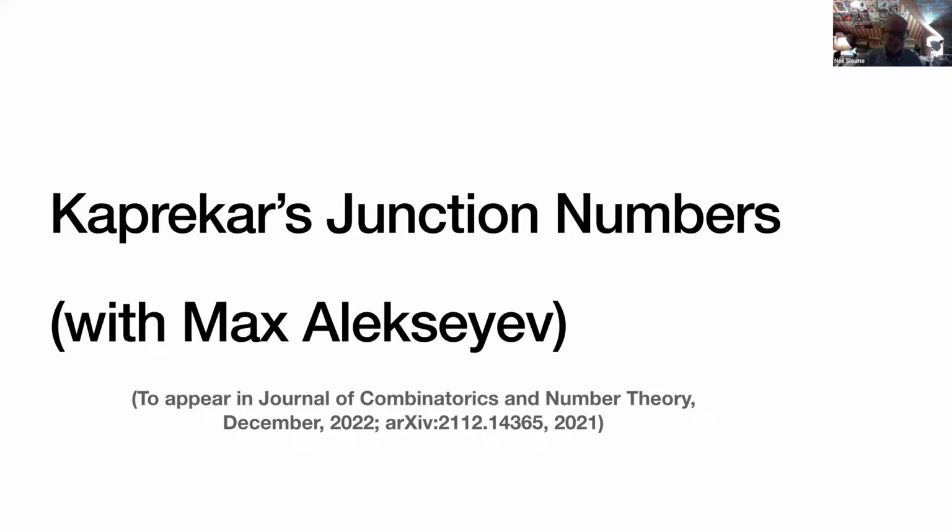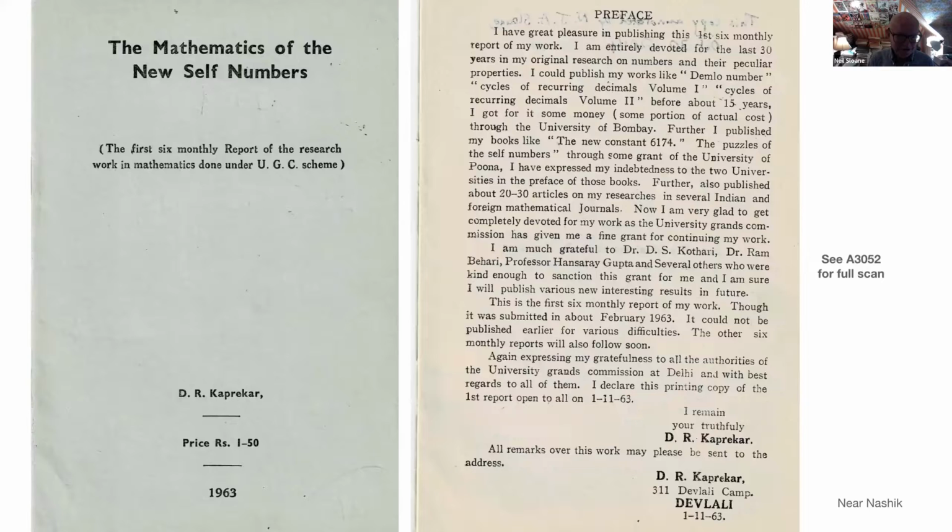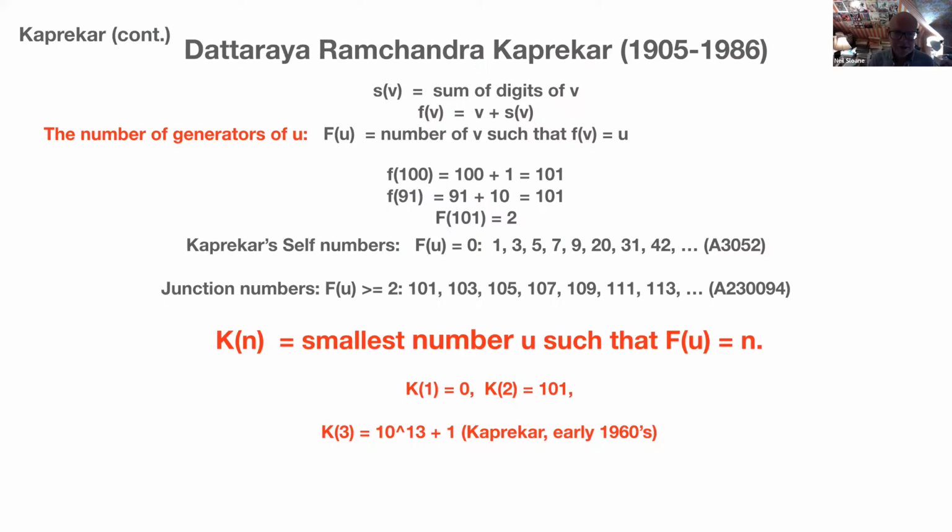In fact, looking over this, he did most of the work, but it's a nice problem anyway. So it goes back to Kaprekar. I don't know if you know the name. Dattatreya Ramchandra Kaprekar, 1905 to whatever is there. He was a pretty famous recreational mathematician in India, and he corresponded with many people, especially Martin Gardner, many other people, looking at nice problems about sums of digits and things.